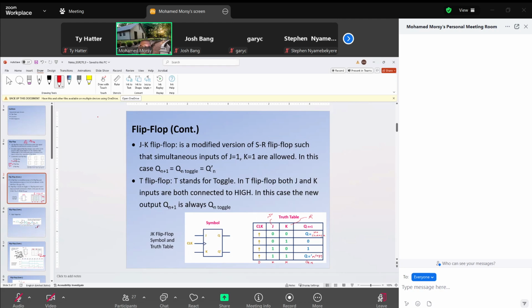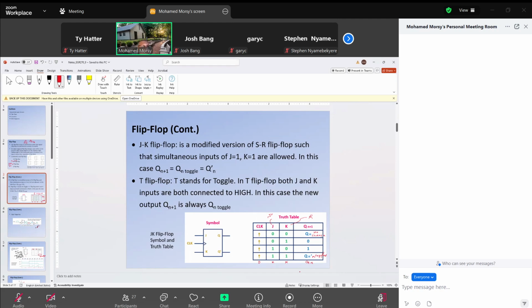Toggled. Toggle. Okay? Toggled means inverted. It means the previous status inverted between the edges of the clock pulses. This means there is no zero level between the edges.